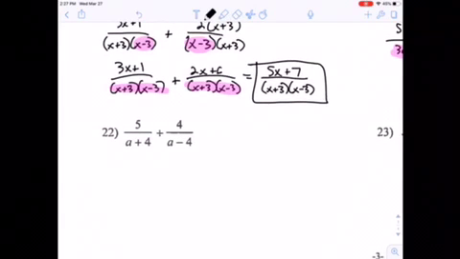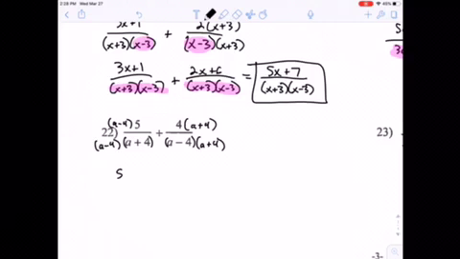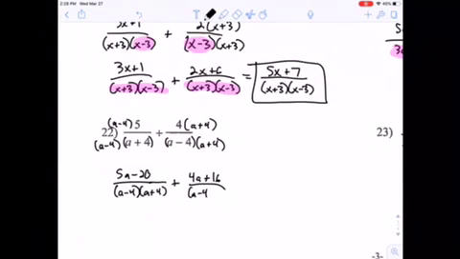22, again, we have a plus 4, a minus 4. These are expressions. They are different from each other, so we have to multiply this one by an a minus 4 because that is missing. And this one we have to multiply by an a plus 4 because that's what is missing. So here, distribute the 5, you get 5a minus 20 over a minus 4 times a plus 4, plus distribute the 4, 4a plus 16 over a minus 4 times a plus 4.